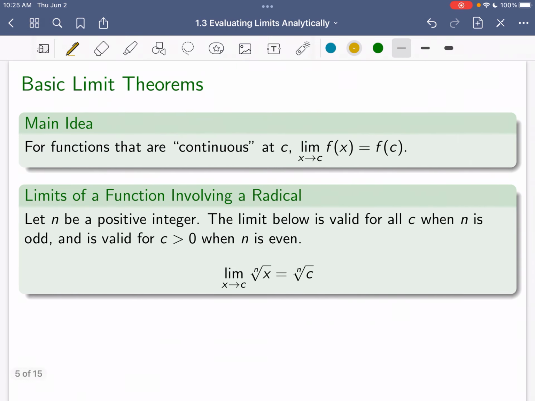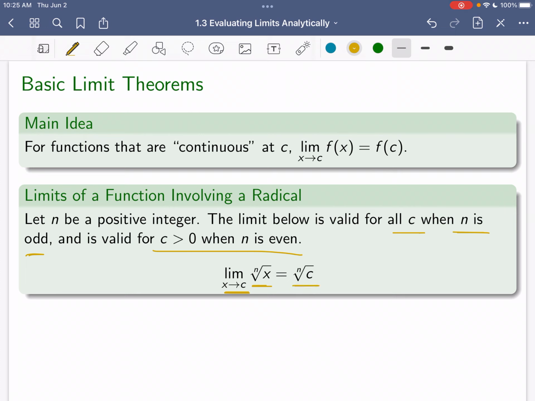Great. Some further limit theorems. So we talked about powers. The same thing is true if you have roots. So the limit below is valid for all c when n is odd, and valid for c greater than 0 when n is even. If we take the limit as x approaches c of the nth root of x, it is equal to the nth root of c.